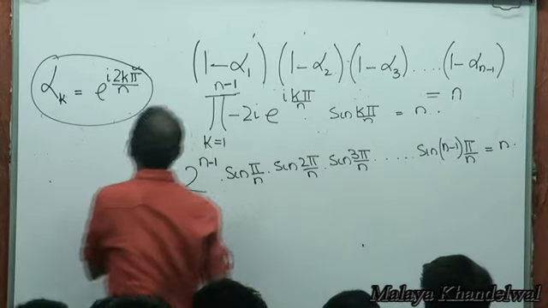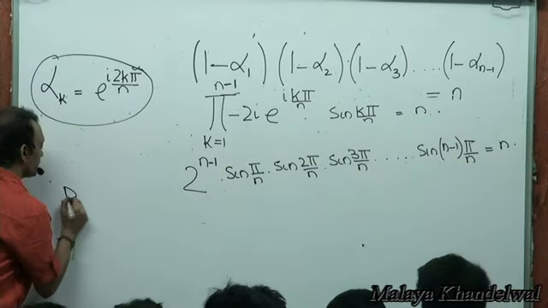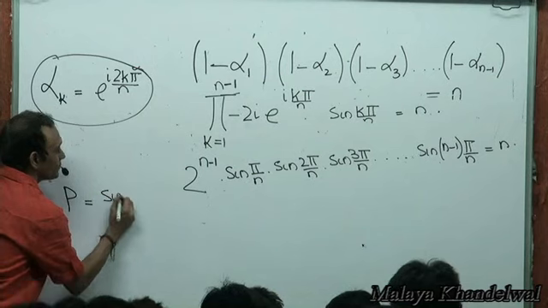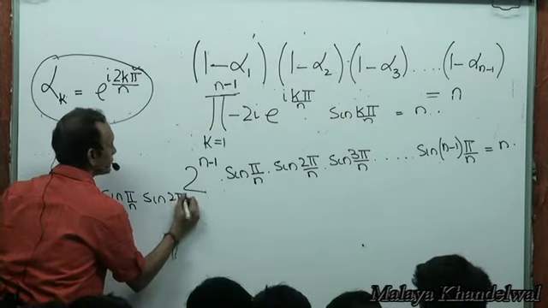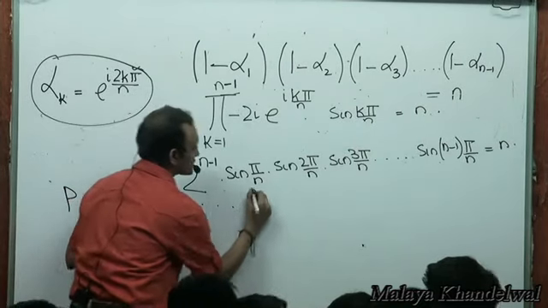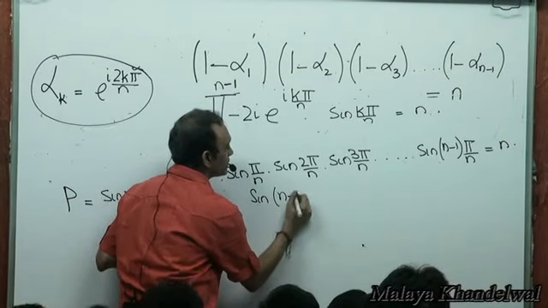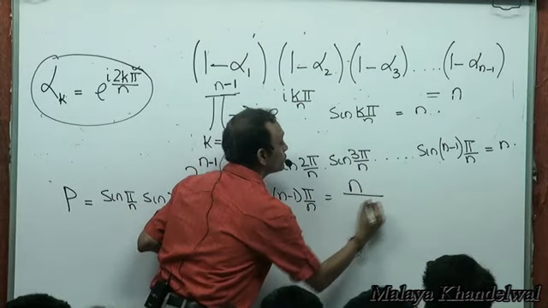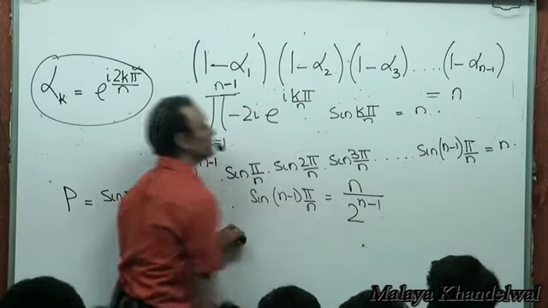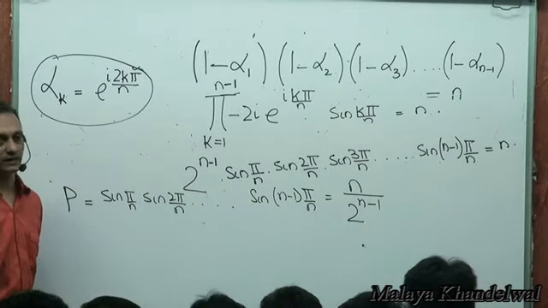This gives me the product P, which is sin pi by n into sin 2 pi by n into ... into sin (n minus 1) pi by n, equals n by 2 to the power n minus 1.